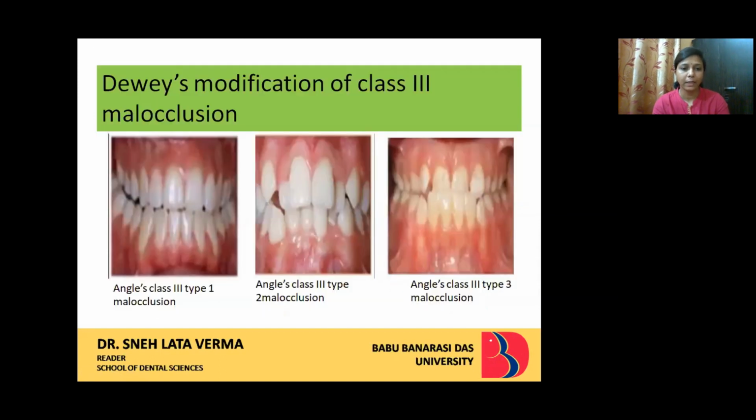And then again, after Angle's classification, Davies modified his class 1 and class 3 malocclusion into different types. In Davies' modification of class 3 malocclusion, type 1 suggests when both the maxillary and mandibular arches are well aligned, it is supposed to be Angle's class 3 type 1. In type 2, there is a crowding of the lower incisors, and in type 3, Angle's class 3 type 3 malocclusion exists when there is a crowding or bunching of the maxillary incisors. This is type 3 malocclusion.